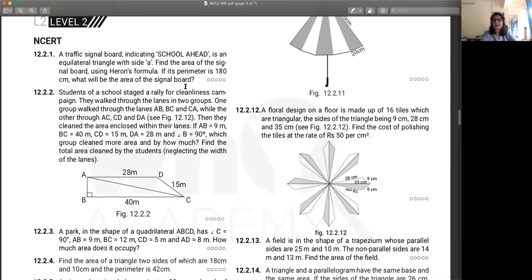So, like when I was discussing the formula earlier, I showed you how root 3 by 4 a square came about, right? So that is what you need to do. 60 centimeter, side is 60, yes. But that's the second part, right? Before that, it says find the area using Heron's formula given an equilateral triangle with side a.